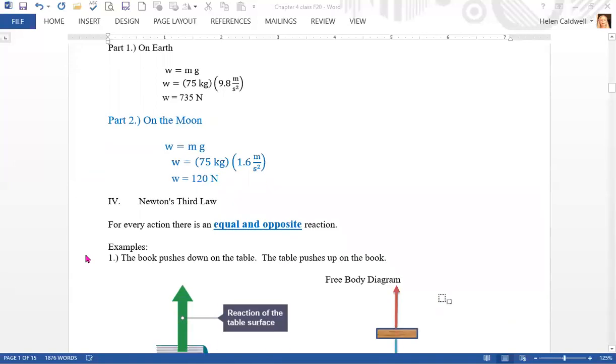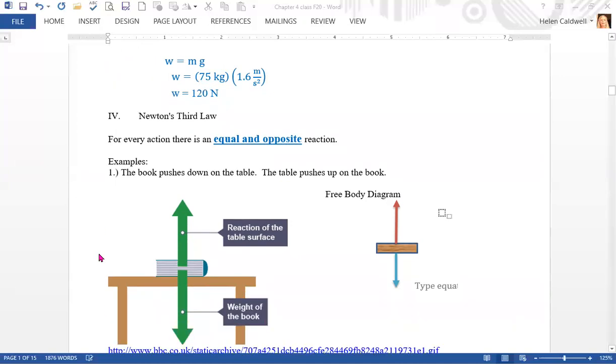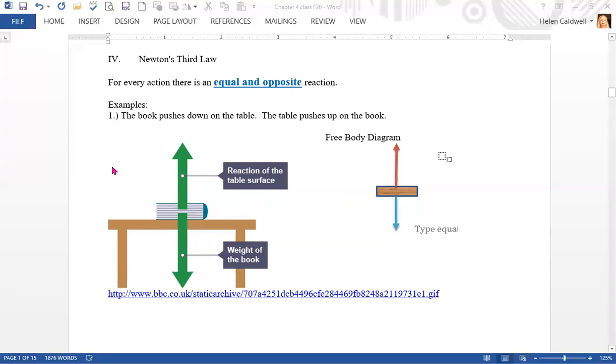All right, rolling right along. Let's get to Newton's third law. So we've had Newton's first law, just to recap. That was for a body at rest stays at rest, one in motion stays in motion. We've had Newton's second law, F equals ma, force is equal to mass times acceleration. Now we have Newton's third law. Newton's third law is that for every action, there is an equal and opposite reaction.